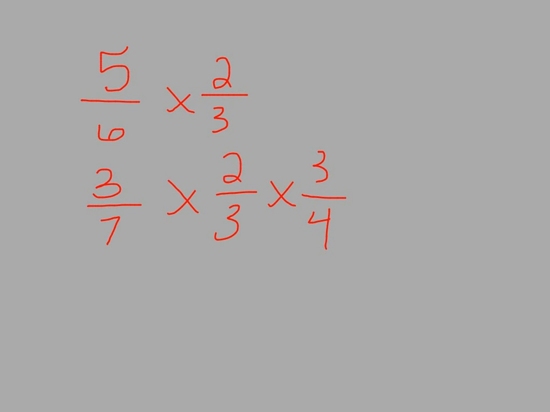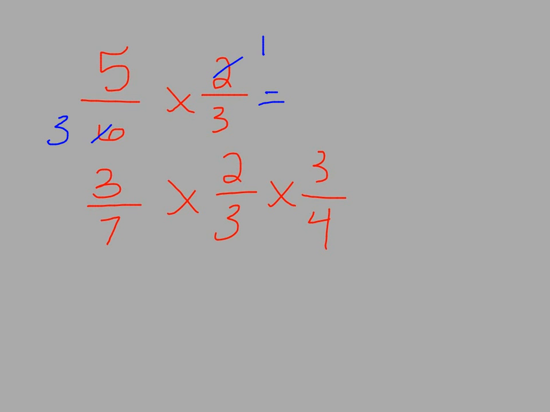The 5/6 times 2/3, if you notice you have a 2 and a 6 in common, that can be canceled. And remember, you only cancel things on the top with anything on the bottom. Never cancel side to side. 2 and 6 can both be divided by 2, so 2 divided by 2 is 1. 6 divided by 2 is 3.